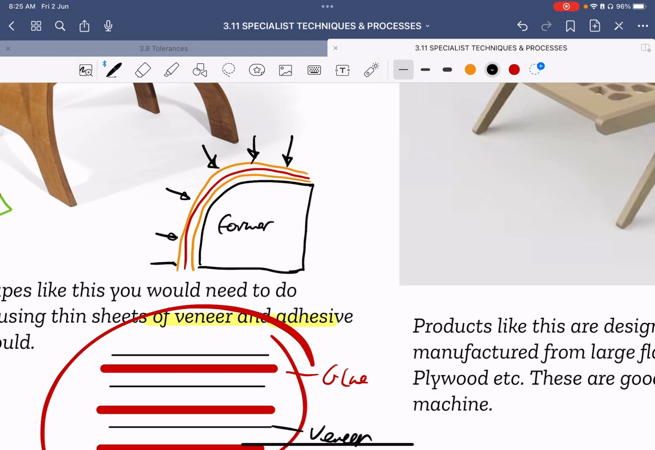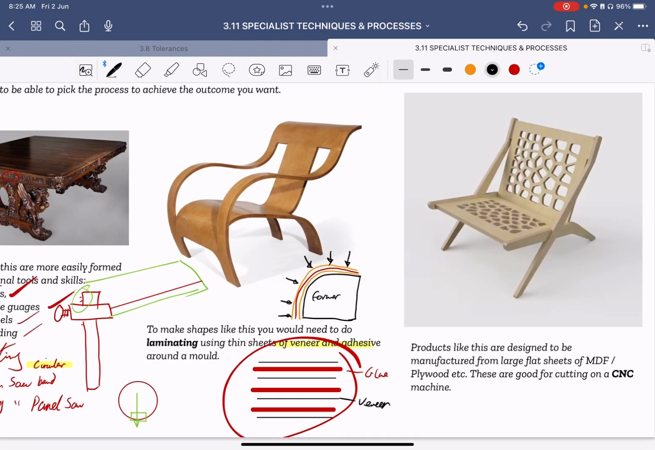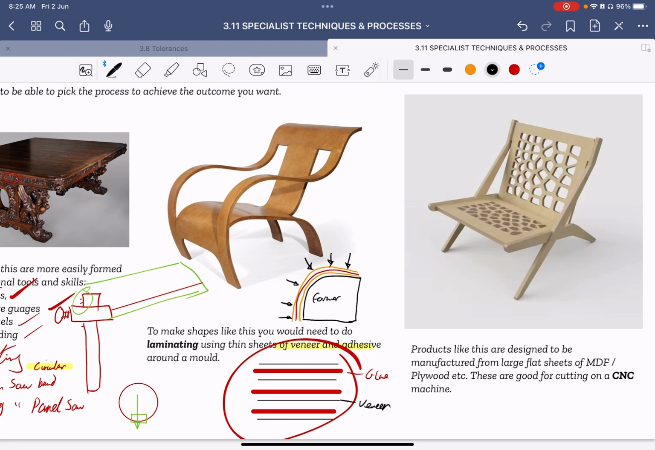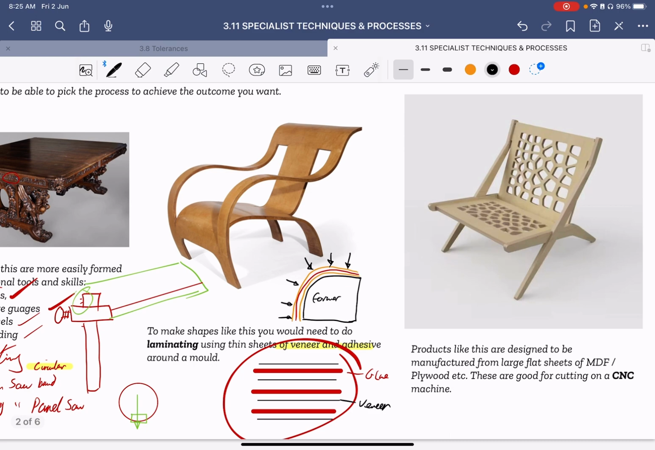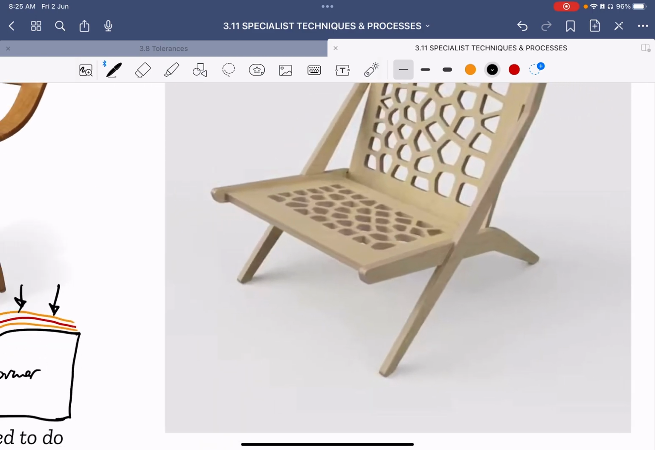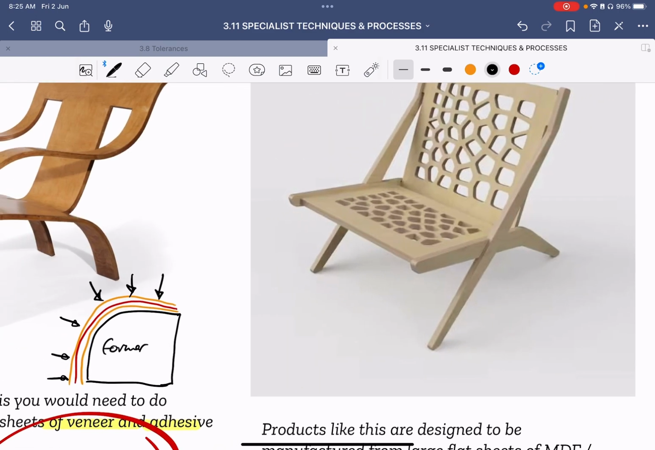And then once the glue is set, you're then good to go. You can unclamp it and then the wood will stay in that position. So that's to get really curvy shapes. Then for things that look like two-dimensional panels that have just been stuck together or slotted together or bolted together or something.